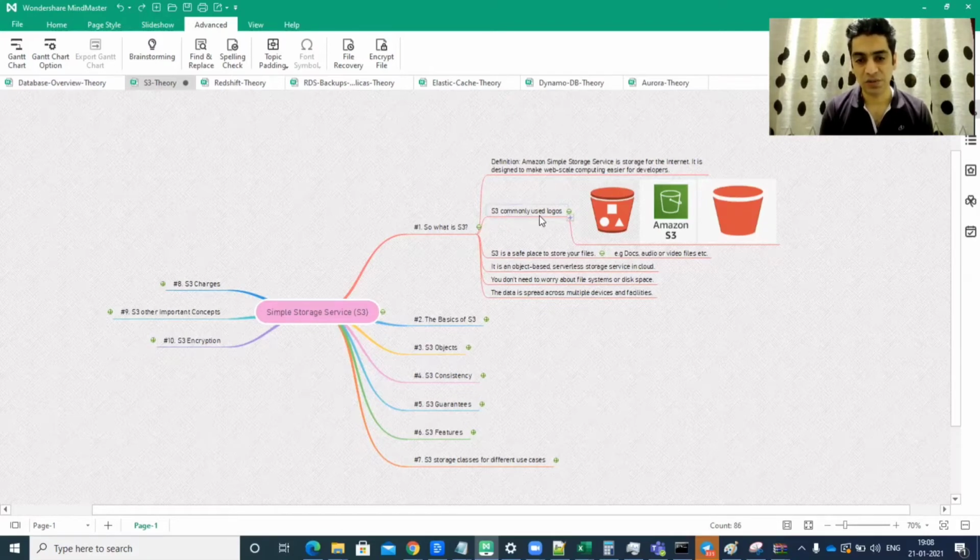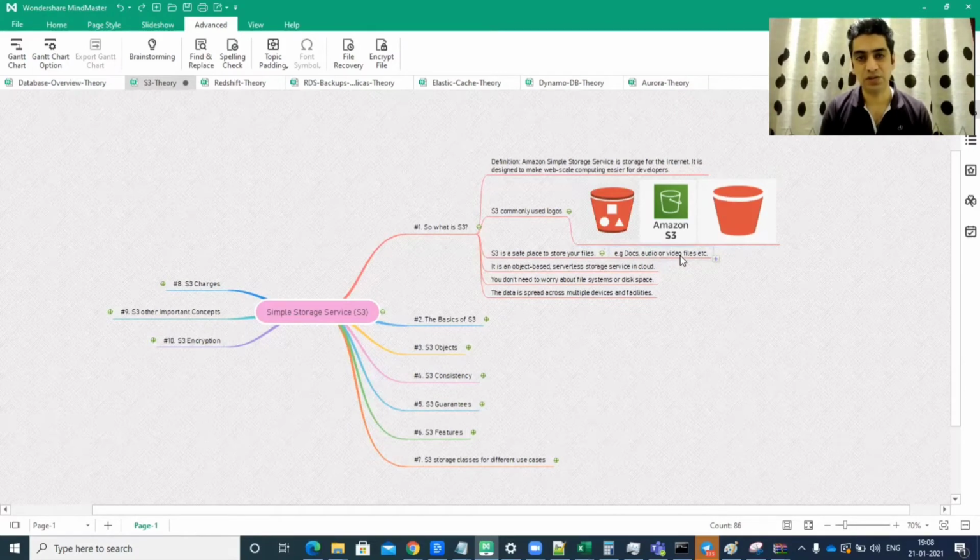S3 is commonly used, and you would see these common logos for S3, but there are many more as well. It's sometimes referred to as a bucket, just because the logo looks like a bucket. So it's called a bucket. Simply, it means a folder in Windows language, I would say. So S3 is a safe place to store your files. Example, docs, audio, video files, etc.